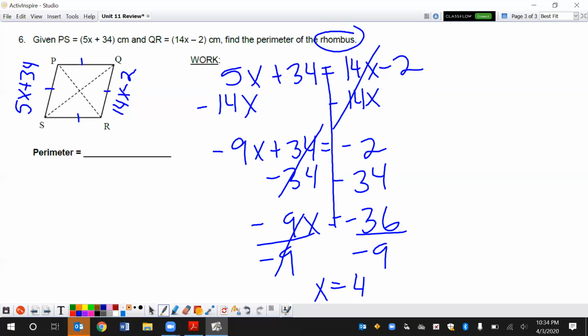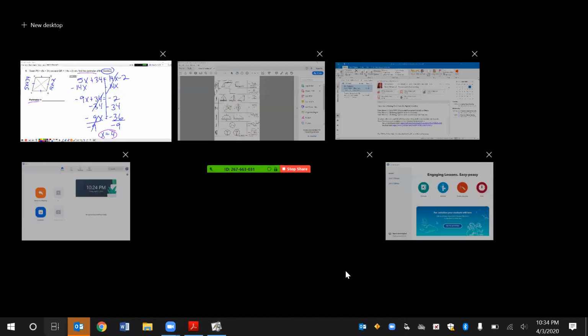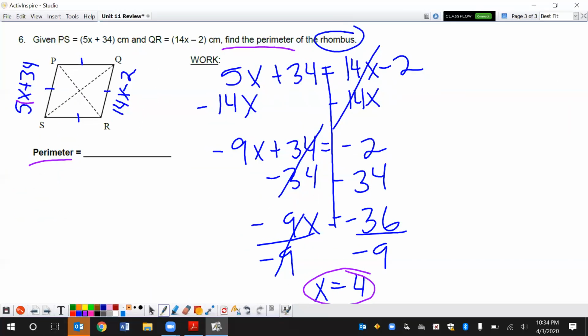But remember that the problem is not asking me for the value of x. The problem is asking me to find the perimeter. And so you gotta plug in your 4. Plug it in right here for x. That'll give you the measurement of one side. And so we know all the sides are equal. So multiply it by 4 because there's 4 sides. And that would be your answer for perimeter on number 6.